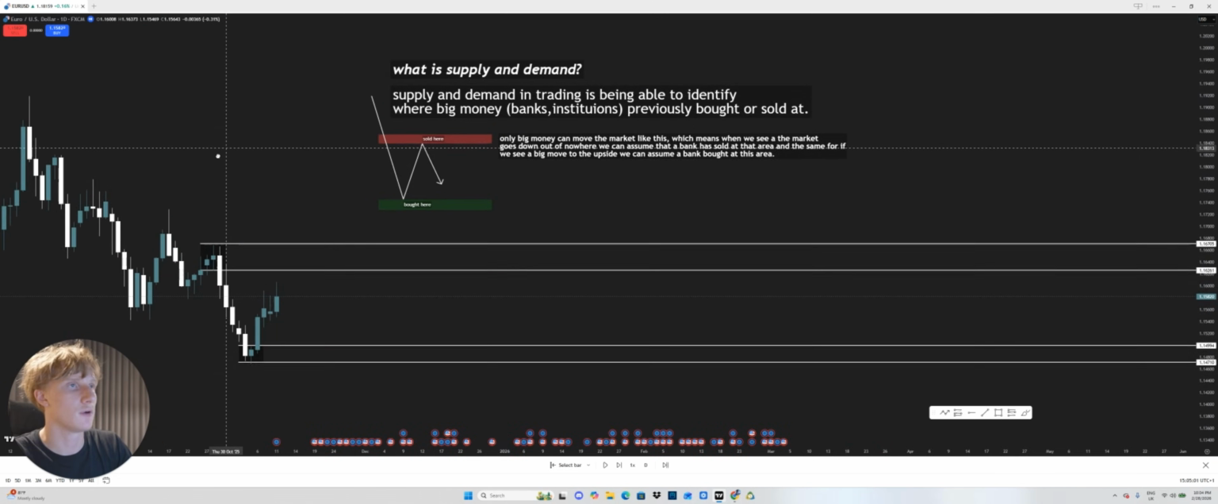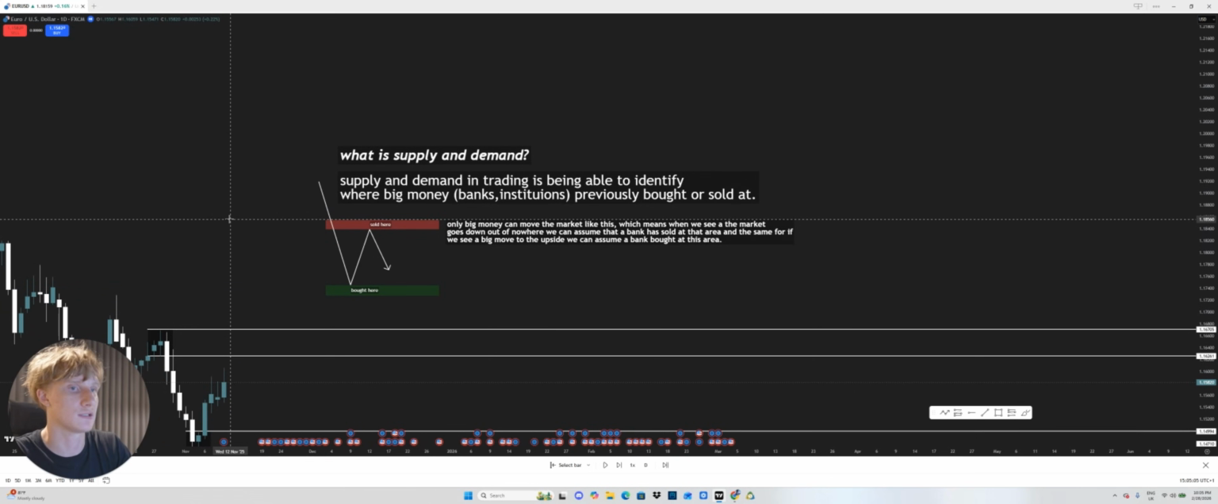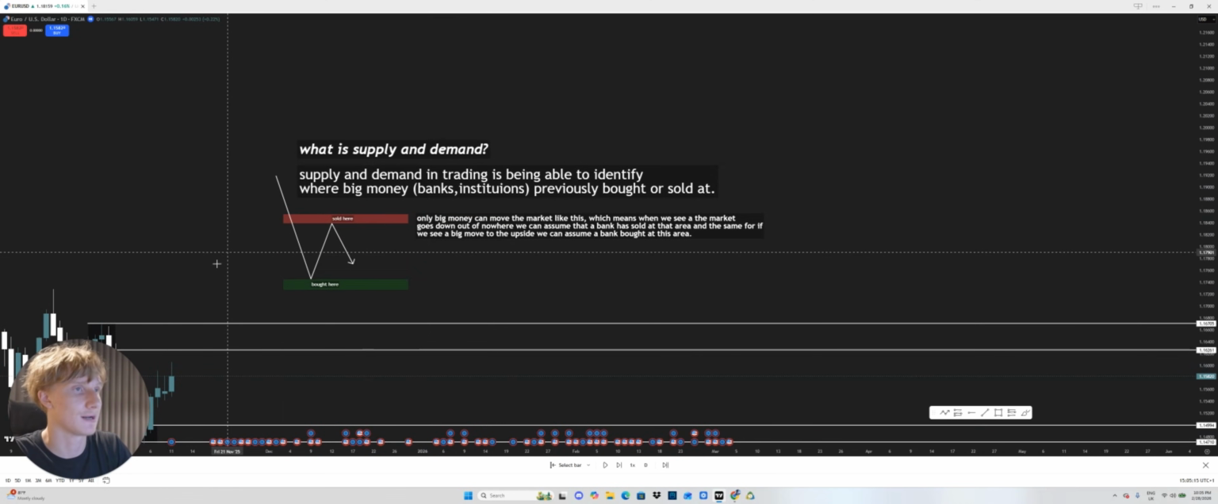Okay, so before we go any further, we need to understand what is supply and demand. Some people call this support and resistance. Some people call this order blocks. I learned it as supply and demand, so that's what it is, and it works. It doesn't really matter what you call it, just that you understand how to identify it. So what is supply and demand?